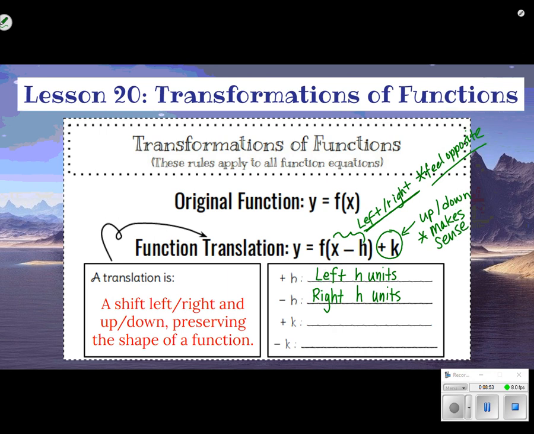Whereas the h doesn't really make sense. It's opposite. So you have to kind of think about it a little bit more. So with our plus k, that means we're going to move up k units. And with our minus k, we're going to move down k units. And hopefully you're writing all of this down so that you can use this on your test. All right, so we're going to look just at translations starting off, and then we'll get some other things we have to talk about, reflections and stretches and compressions. There's quite a bit that goes into this.